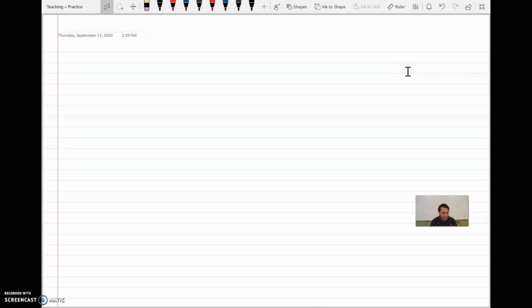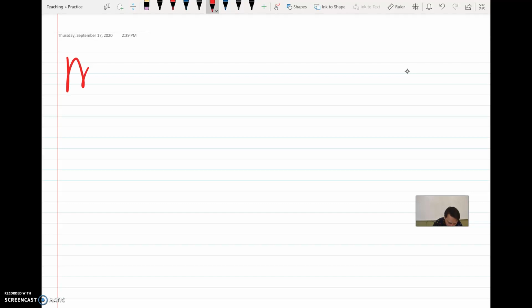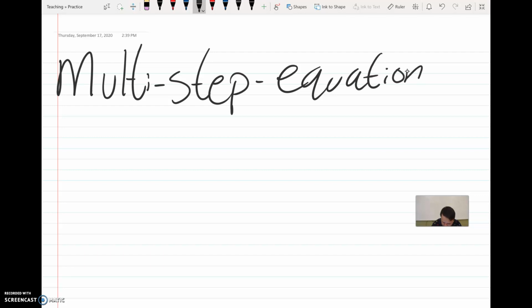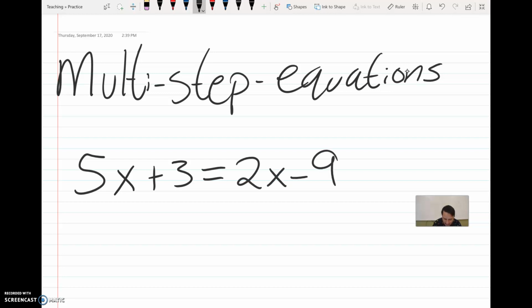We're going to go ahead and cover what we did today on Thursday, September the 17th. Pretty much, guys, what we did today was just a continuation of solving equations. But today we're looking at what's called multi-step equations. Okay? So I'm going to go ahead and give you all two examples, and that will be pretty much what we did today. So for our first example, we're going to have 5x plus 3 equals 2x minus 9.